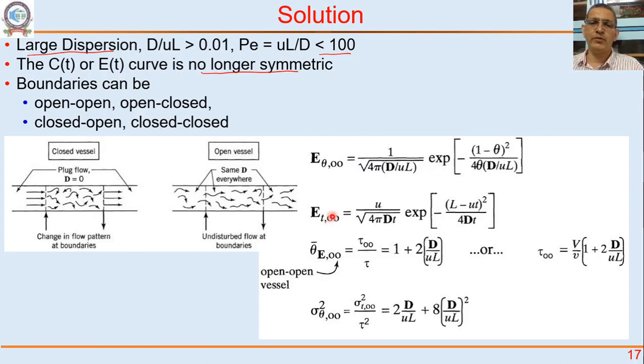Actually, what you can do is take this expression and derive the other expression for yourself. You can take any one of them and derive the other. One is in terms of time, one is in terms of theta. And tau for the open case is V by U, where V is volume divided by flow rate. F is what we have been using. 1 plus 2 by Peclet number. Sigma theta square is 2 divided by Peclet number plus 8 divided by Peclet number square. Right?